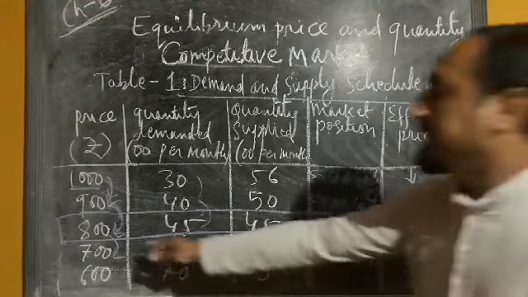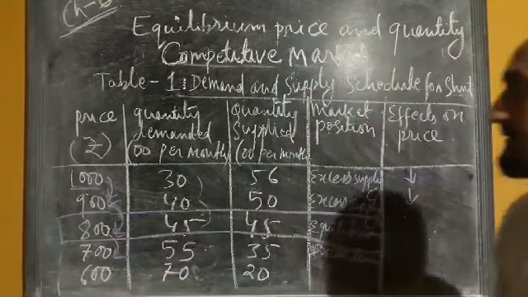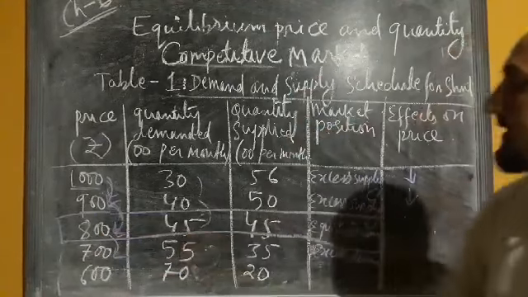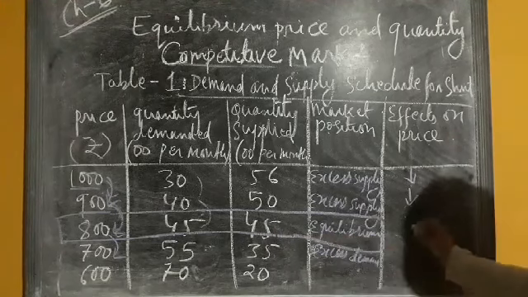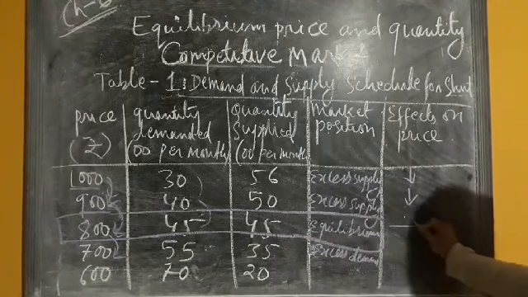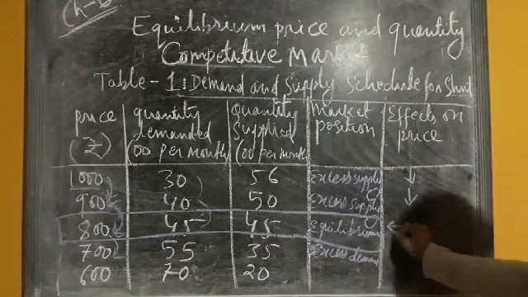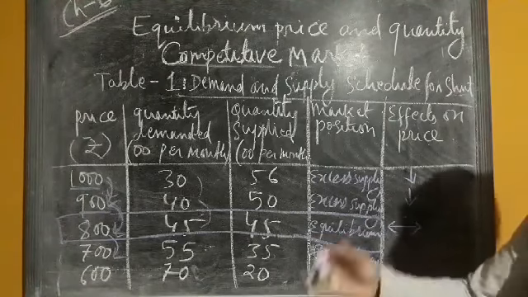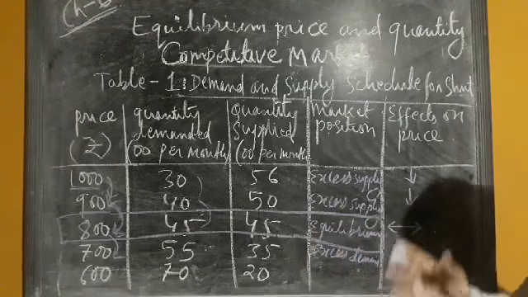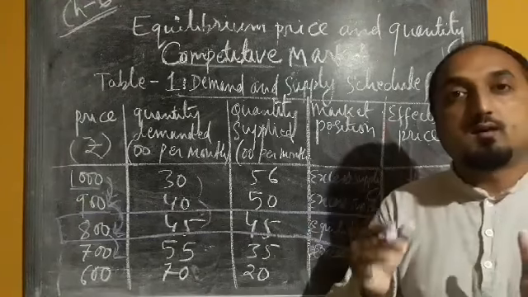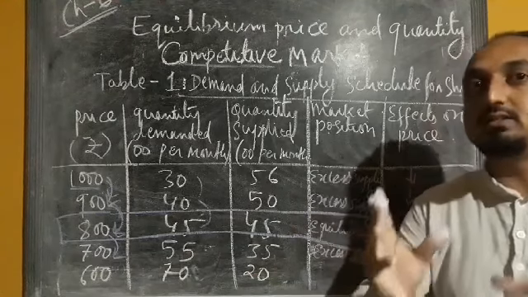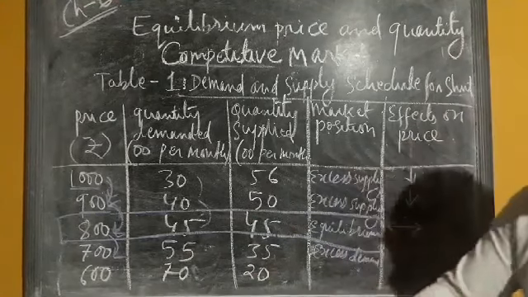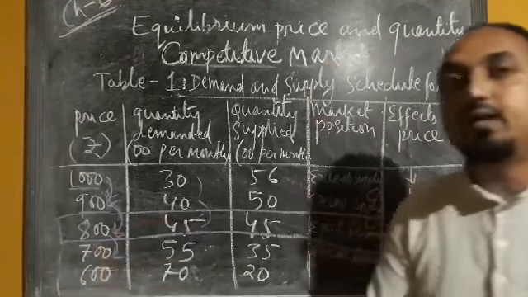Now when price is 800, you can see that quantity demanded is 45,000, quantity supplied is also 45,000. Now the situation is equilibrium, so the price will be stable. Neither will it increase nor decrease. That means both the producers and consumers have a tendency not to shift from this position, because this is the equilibrium position, and the equilibrium price here is 800.